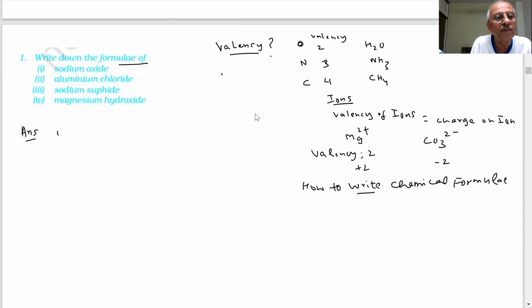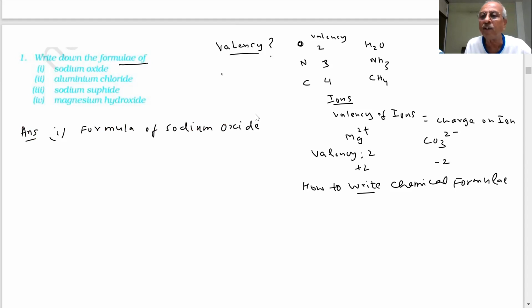You have 1 minute to write the formula of sodium oxide, students. Formula of sodium oxide. Okay, I give you 1 minute, students, to answer the question. Do not use the shortcut method, students, or you will be in trouble. Always apply the rules which we have told you, the valencies of these ions, and then you can write the formulas. What is the answer coming, students? You have 1 minute to answer the question.